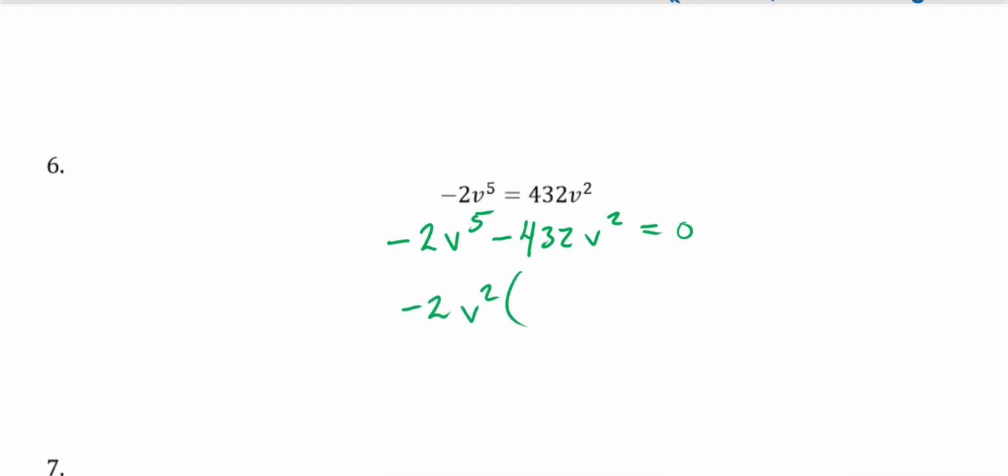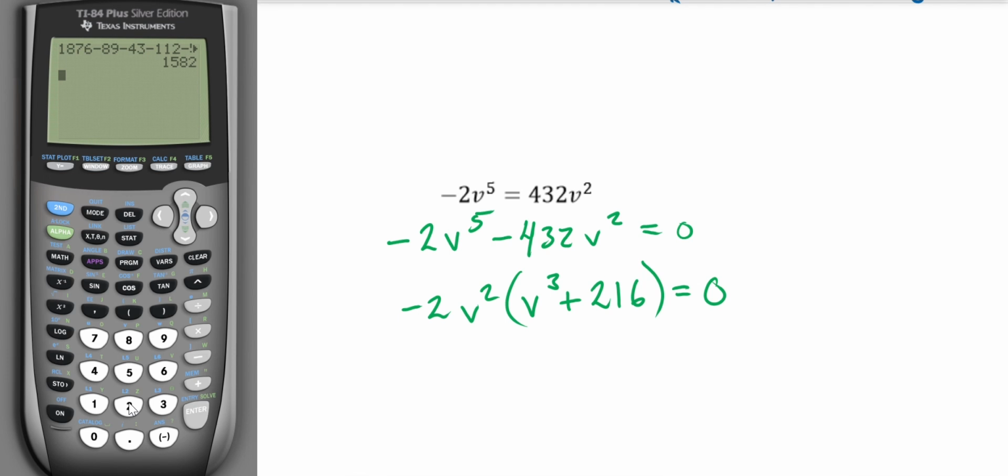And what I would wind up with is v to the third plus 216. Now, the question is, is 216 a cube? Because if so, this is the sum of cubes. Now, we could test that by taking the cube root, which is, of course, the 1/3 power, and we'd find 6. That is to say, 6 to the power of 3 is indeed 216.